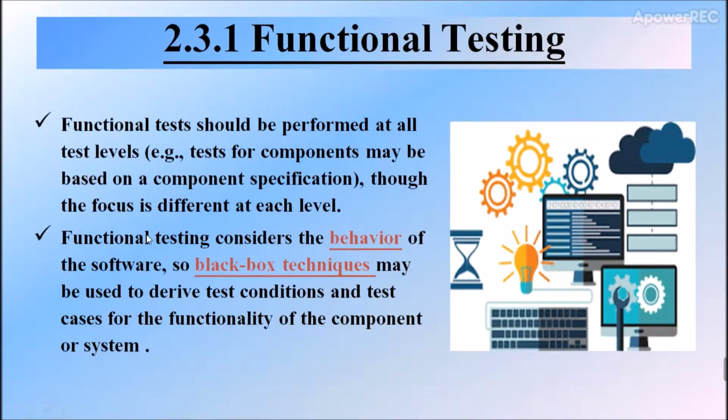Functional testing considers the behavior of the software, so it uses black box test design techniques in order to test the behavior of our software. All I need to do is provide input to the software and wait for the output. I don't have to test the internal structure of the software. This type of testing is called black box testing because you just provide input and wait for the output. So in functional testing, we use black box testing to derive our test conditions and test cases.